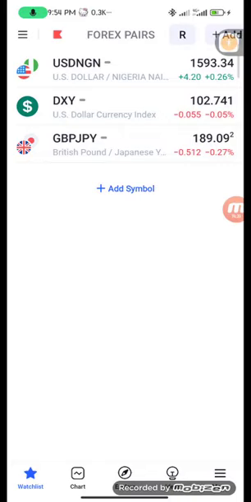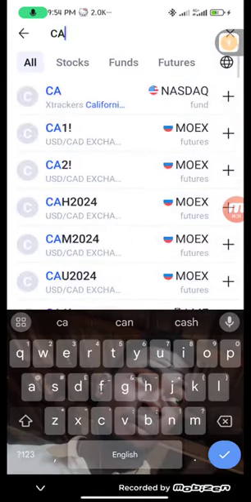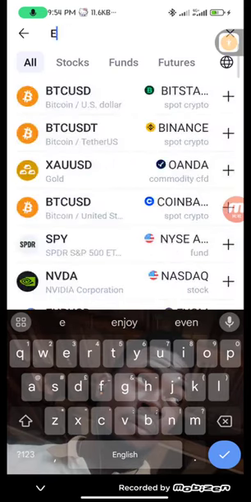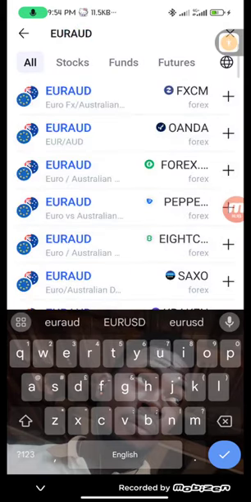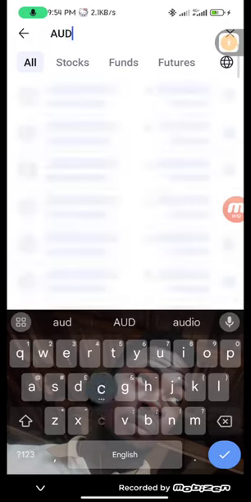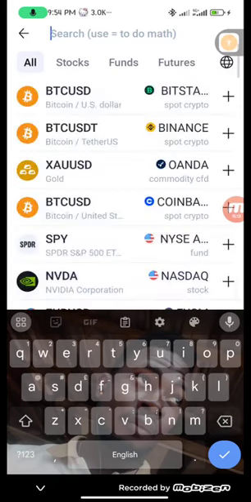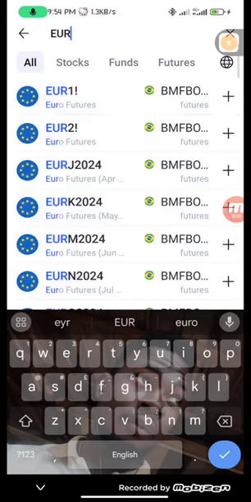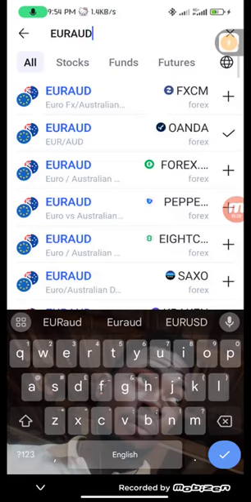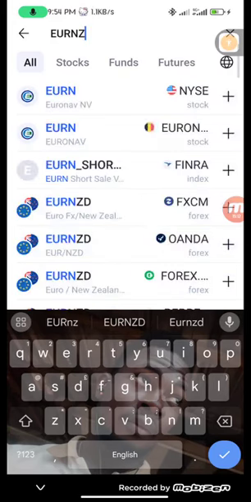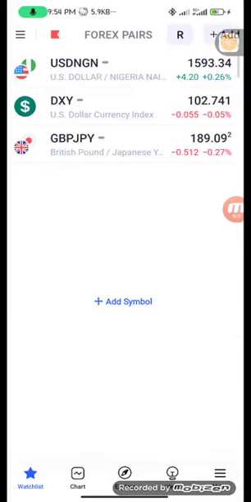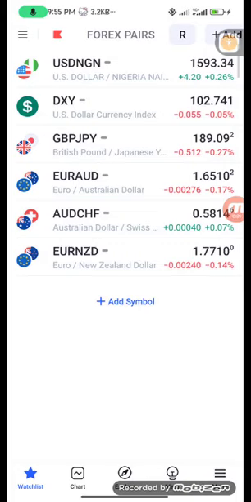So we have EUR/AUD, that's euro versus Australian dollar. We have AUD/CHF. AUD is popular, euro is popular. Euro/NZD, and a lot of them, there are so many. We have GBP/USD, GBP/AUD, AUD/CAD. There are many.